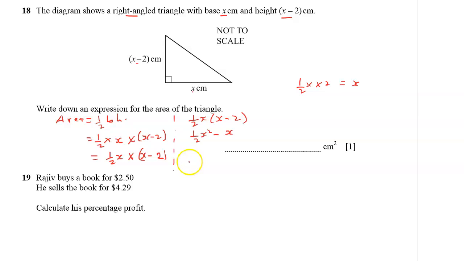And this can be written as x squared minus 2x over 2. So x squared minus 2x over 2. Or you can even write it as half x squared minus x. Both are correct.